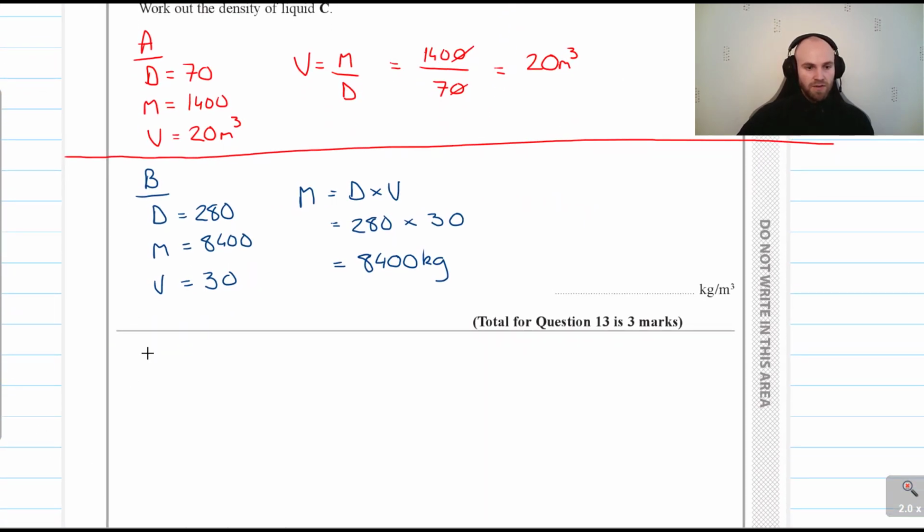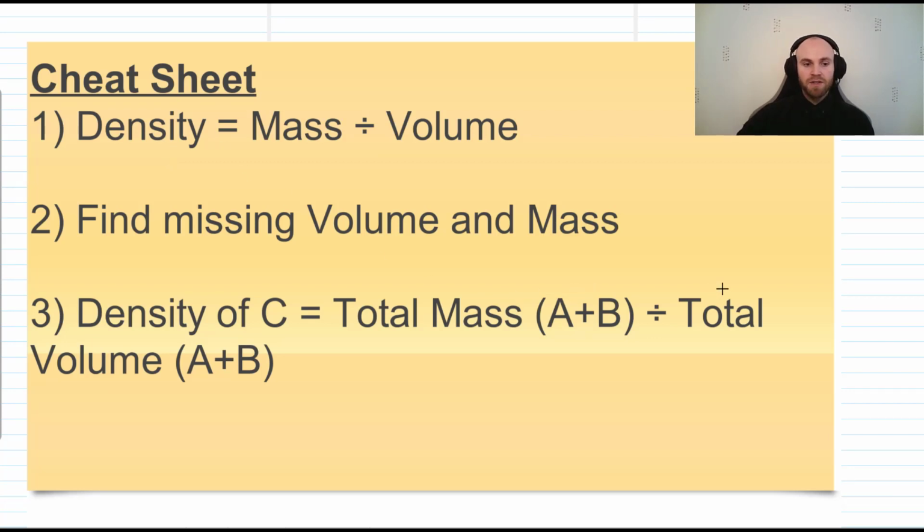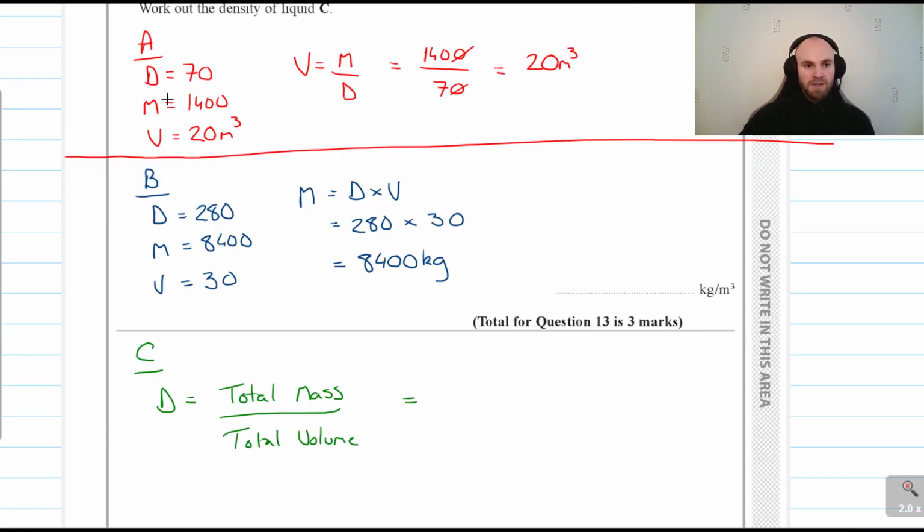Shimmy this down a bit. So now I'm going to put this into green. We want to find the density of C. Now remember, the density is going to be the total mass of A and B divided by, if we go to the cheat sheet, the total volume of A and B. So the total mass will have 1,400 for the mass of A, and then the mass of B is going to be 8,400, divided by the total volume, which is going to be 20 for A and 30 for B.